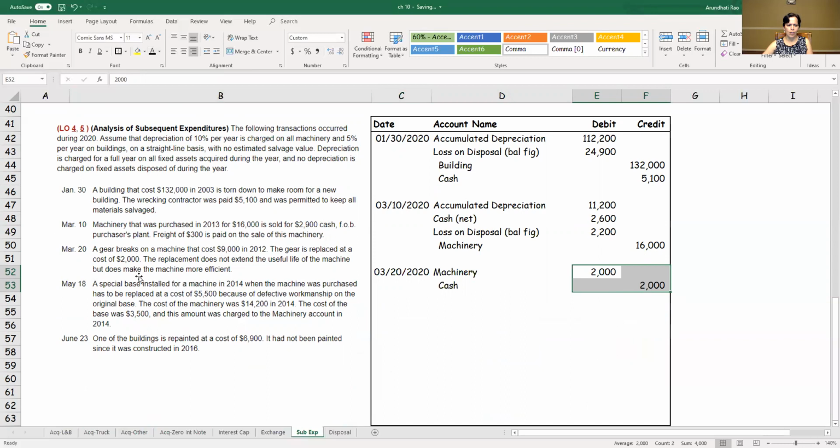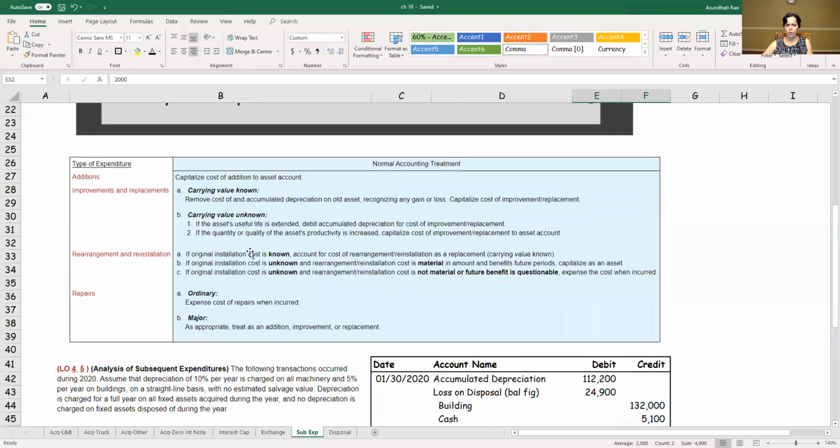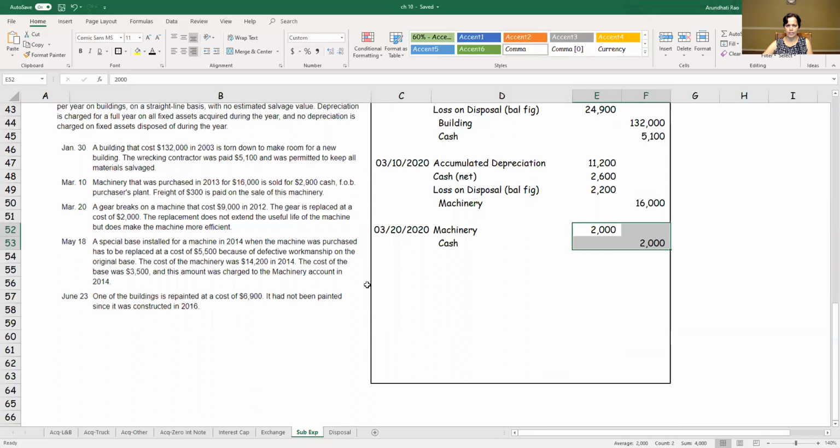Once again, what they told me is that the gear is a part of the machine. The machine cost me $9,000, but I don't know how much that gear cost me, so I don't know that cost individually. What I do know is that the efficiency of the asset has increased. So I add it to the cost of the asset.